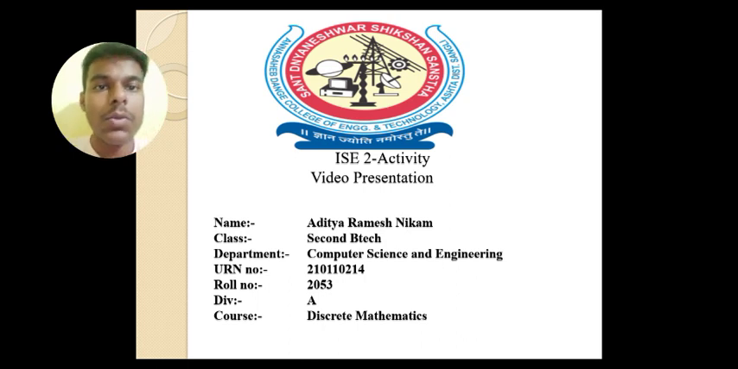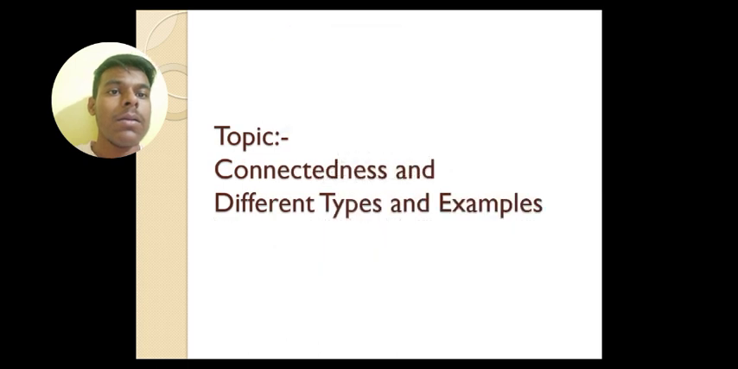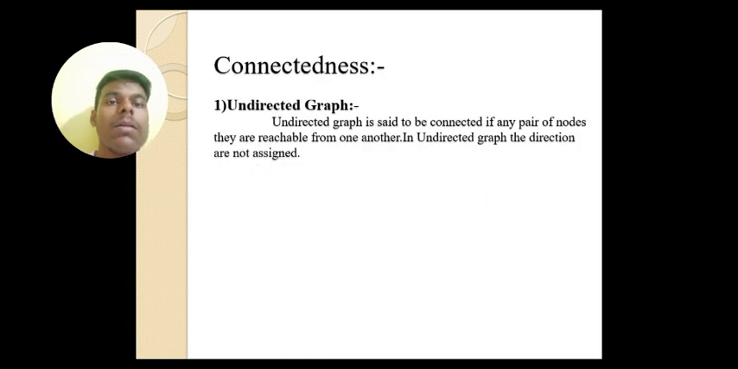Today we are learning a topic related to discrete mathematics, that is connectedness and its different types with examples. Let us focus on our topic. The topic name is connectedness and its different types with examples. Connectedness is a topic related to graph theory.